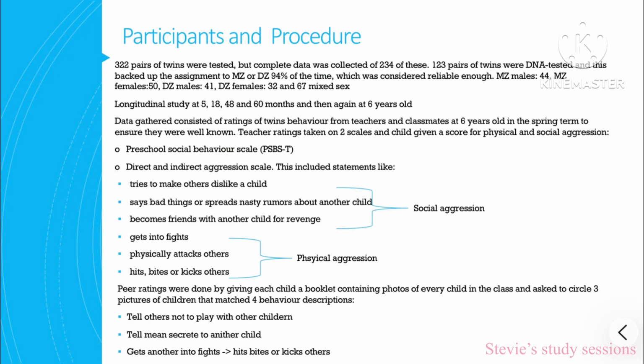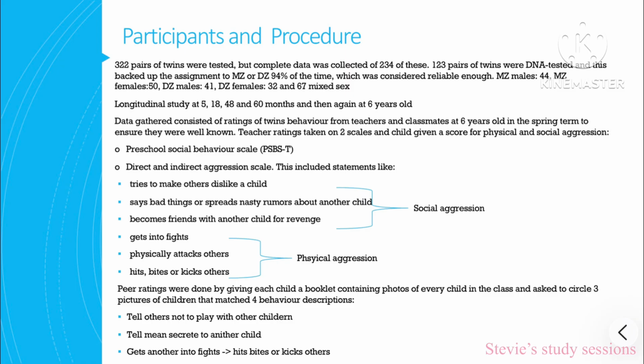Participants and procedure. 322 pairs of twins were tested, but complete data was collected for 234 of these twins. 123 pairs of these twins were DNA tested, and this backed up the assignment of MZ and DZ twins 94% of the time. This was considered reliable enough. There were 44 MZ males and 50 MZ females, 41 DZ males and 32 DZ females, and 67 mixed.